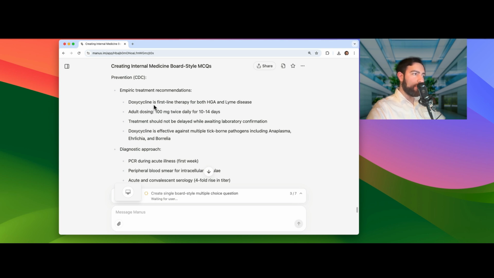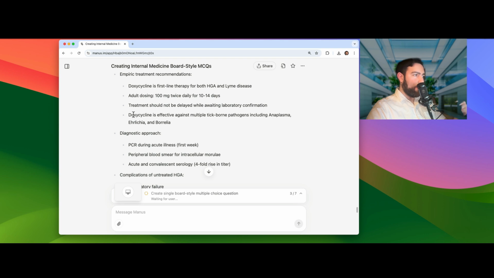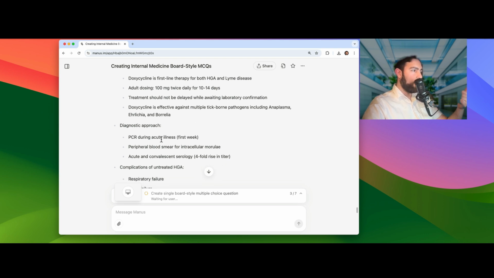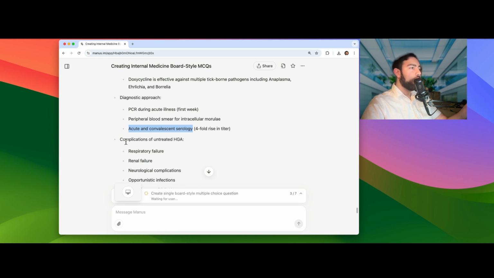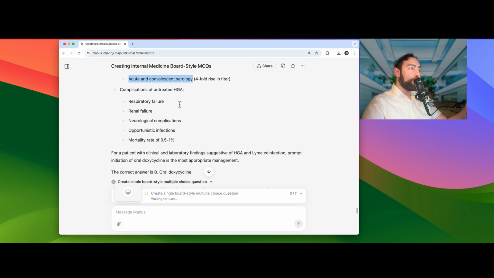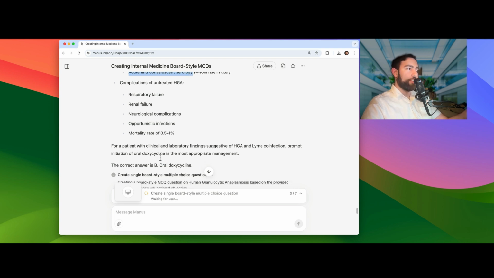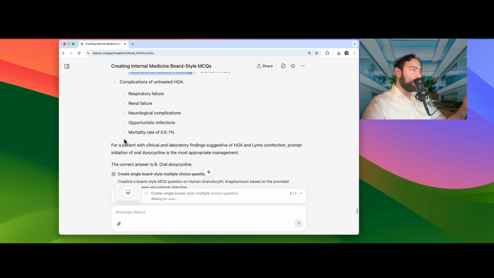So empiric treatment would be doxy. Adult dosing is 100 BID for 10 to 14 days, and treatment should not be delayed. And again, it talks about how it's effective against other tick-borne illnesses. And then it also gives you details. In the first week, a PCR would be the best for acute illness. Peripheral blood smear is good, but you may miss it. Acute and convalescent serology shows a 4-fold rise in titer. And then the complications of untreated anaplasmosis would be respiratory failure, renal failure, neurologic complications. So mortality was 0.5 to 1%.